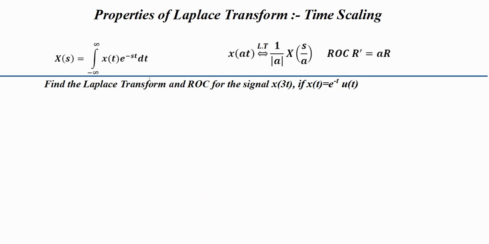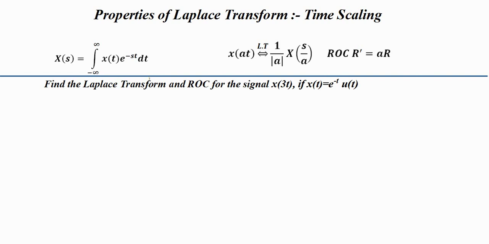First we will discuss a question. Find the Laplace transform and ROC for the signal x of 3t, where x of t is given by e raised to minus t into u of t. So first we need to find the Laplace transform of x of t, and then we need to apply the time scaling property formula to solve this particular problem.